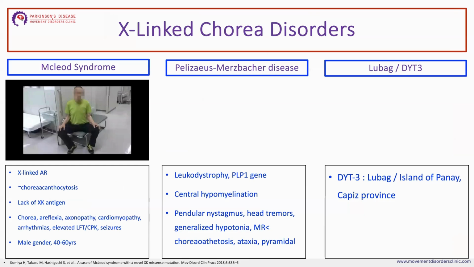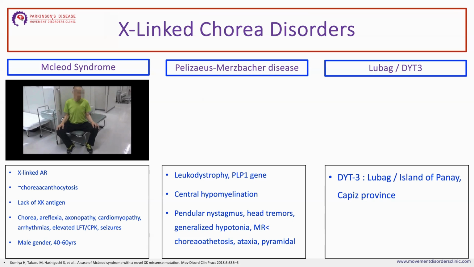Then there are X-linked chorea disorders. X-linked chorea disorders include McLeod syndrome, Pelizaeus-Merzbacher disease, and Lubag or DYT3. McLeod syndrome is an X-linked chorea that presents similarly to chorea-acanthocytosis and occurs due to the lack of XK antigen. Patients can have chorea, areflexia, axonopathy, cardiomyopathy, arrhythmias, elevated LFTs and CPK levels, and seizures, and it is commonly seen in males around 40 to 60 years.